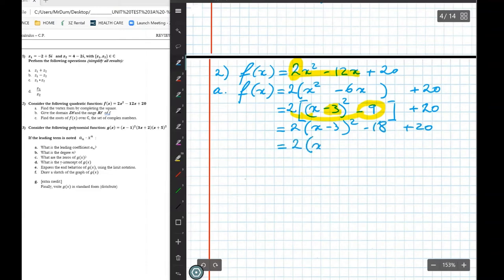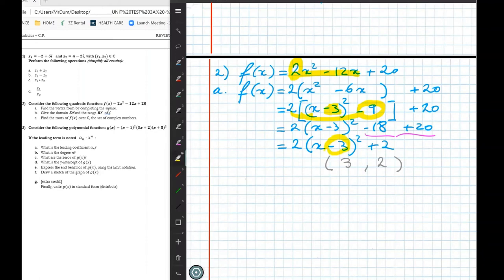And the final form is negative 18 plus 20 is 2. So that's very important for the following questions, is that it gives me the vertex 3, 2. Remember that for h, it's minus h. So whatever you see here, h would be its opposite.